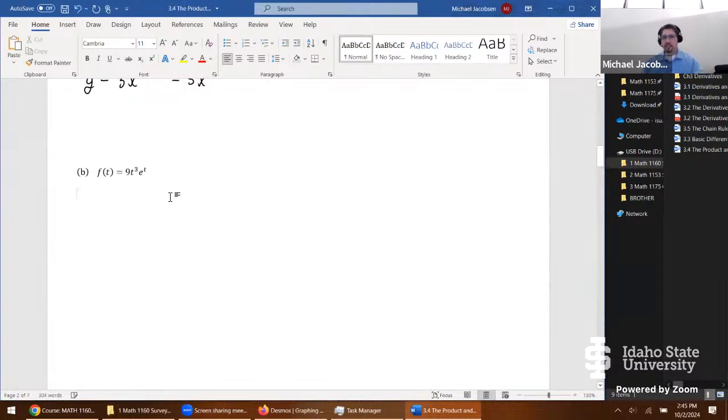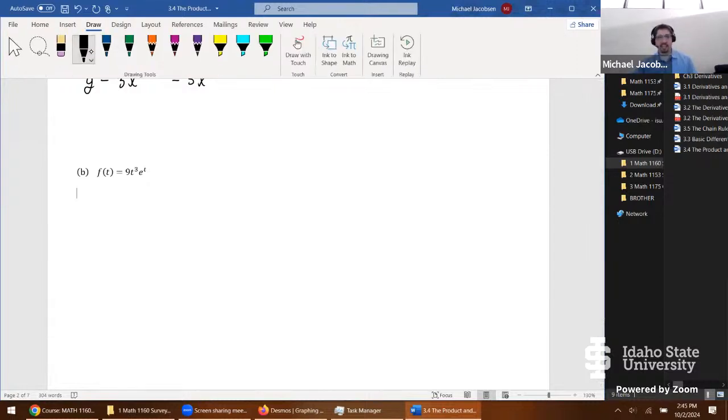I think we've finished off that derivative, but let's write it down just one more time, just so that's here on the notes again. F prime of t on this one was 27t squared e to the t plus 9t cubed e to the t. And I'll put in the explanation here later.